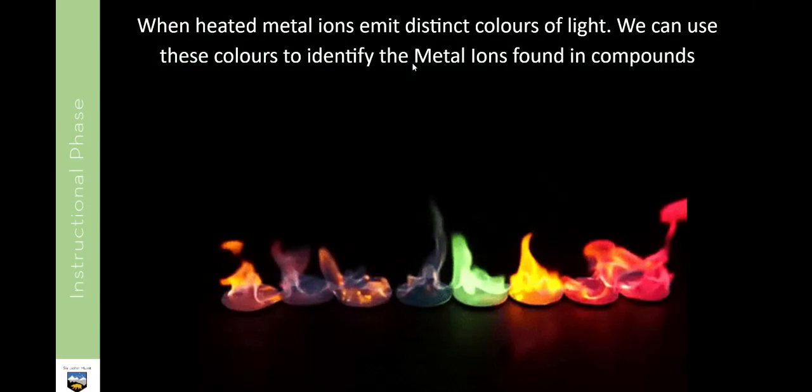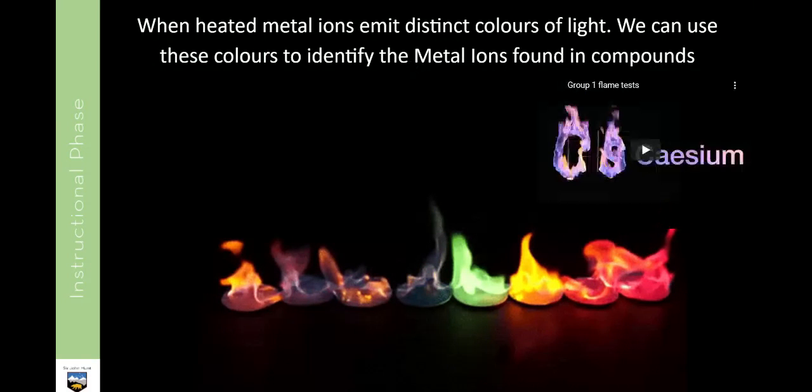When heated, metal ions can give out a distinct colour. We can use these colours to identify the metals found in compounds. You don't need to be able to hear this video, but I'm just going to show you how, when group 1 metals are heated, the metal ions produce colours. The colours are distinct, so you can tell which metal ion is being produced.